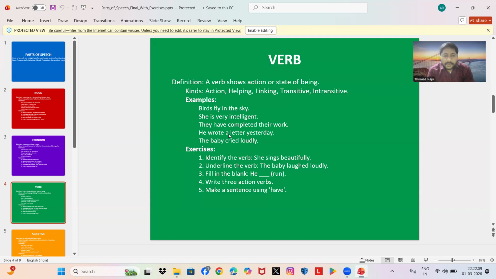He wrote a letter yesterday. So what is verb in this? Wrote is a verb. The baby cried loudly. What is verb in this? Cried is a verb.